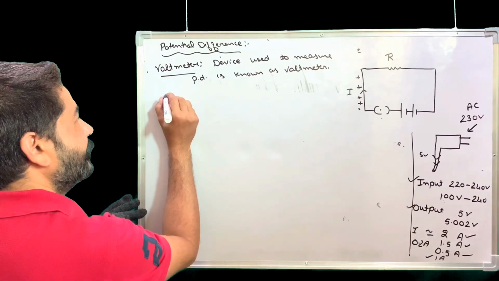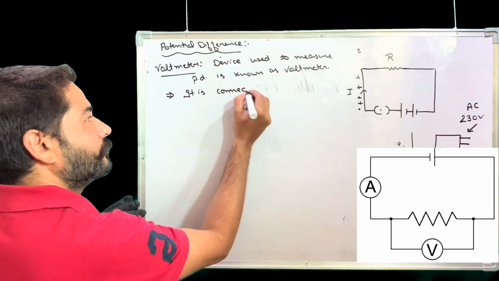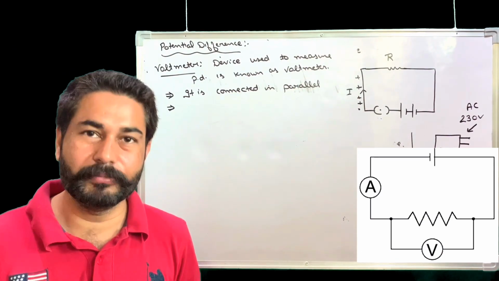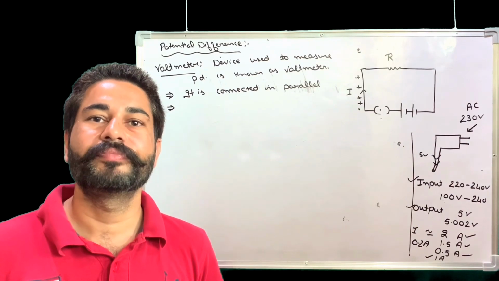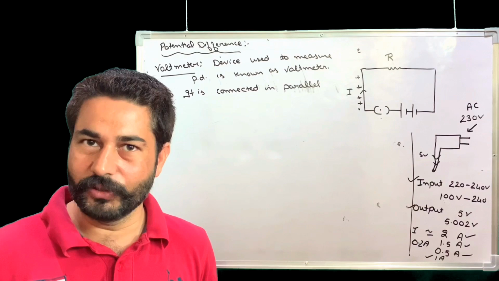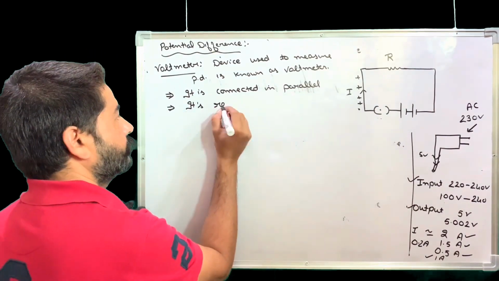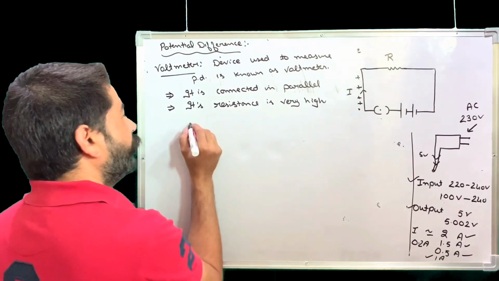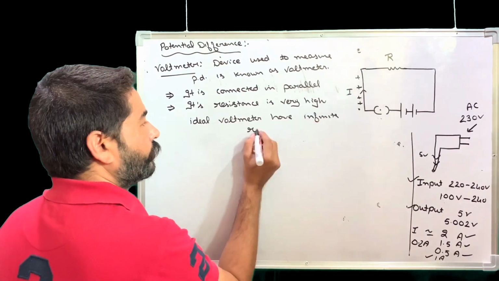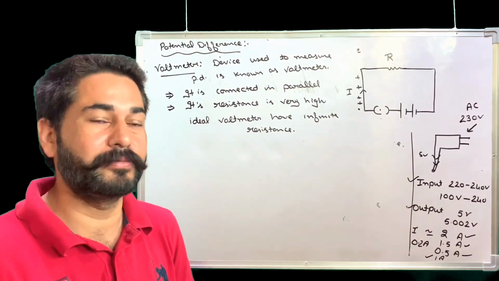Now how is it connected? It is connected in parallel. Now why do we connect it in parallel? Because its resistance is very high. For an ammeter the resistance was very low, and for a voltmeter its resistance is very high. And an ideal voltmeter has infinite resistance, maximum resistance.